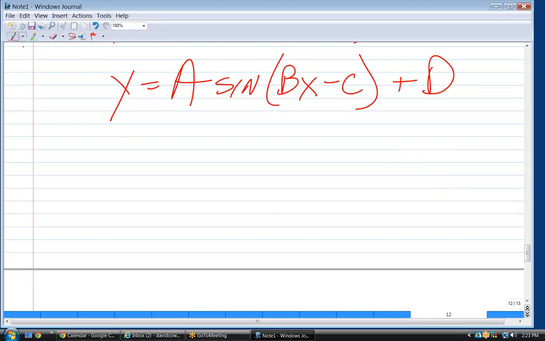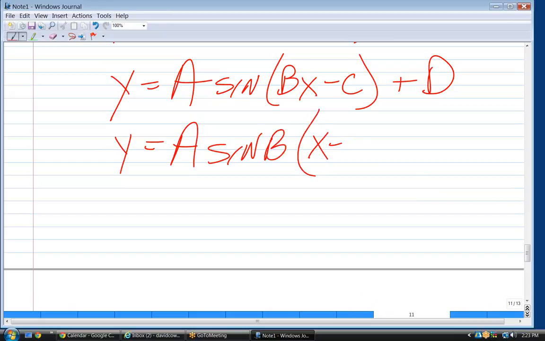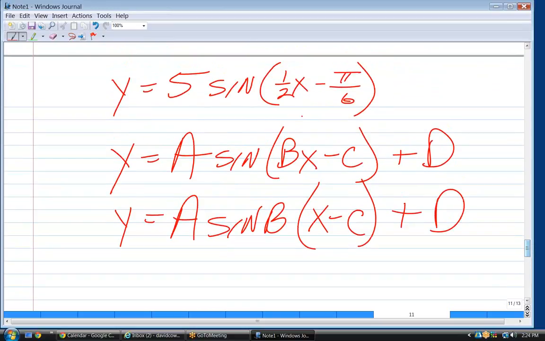My favorite standard is this one, where the b is outside the parentheses. No, I think we have the b inside the parentheses. Okay, there's nothing wrong with that. It depends on the equation you're given. In other words, the equation you just gave me, the 1/2 was inside the parentheses. So it doesn't matter as far as b goes, whether it's inside or outside.